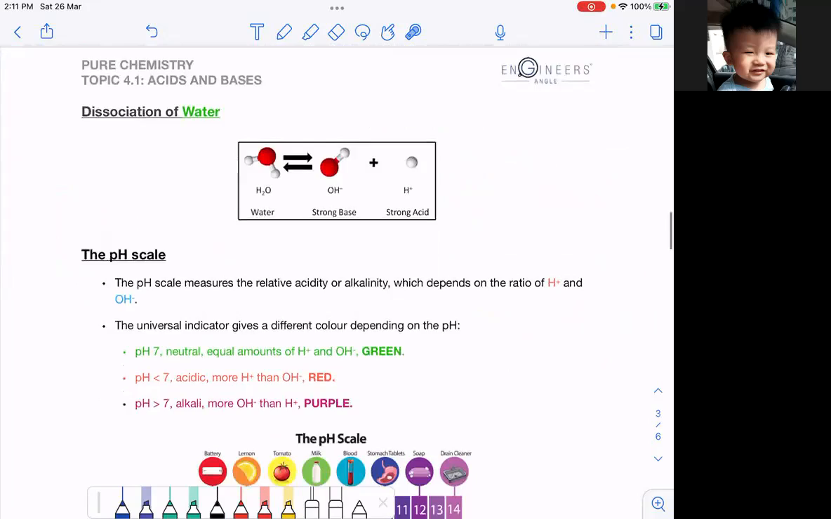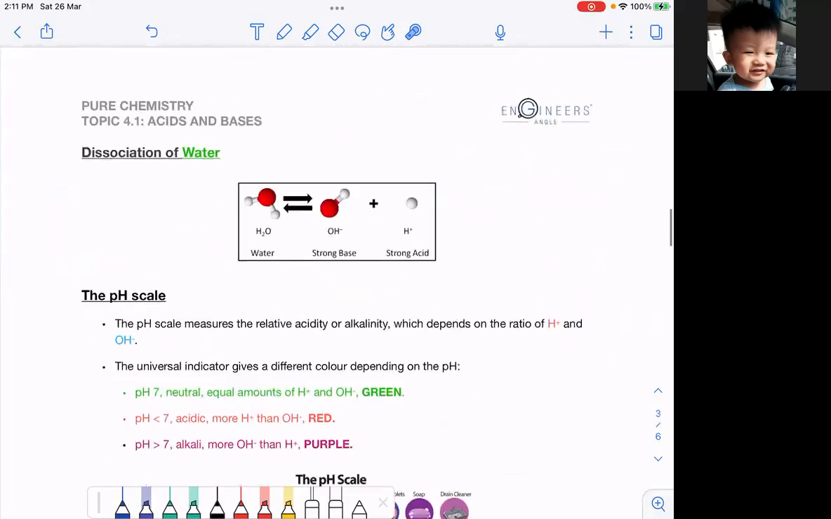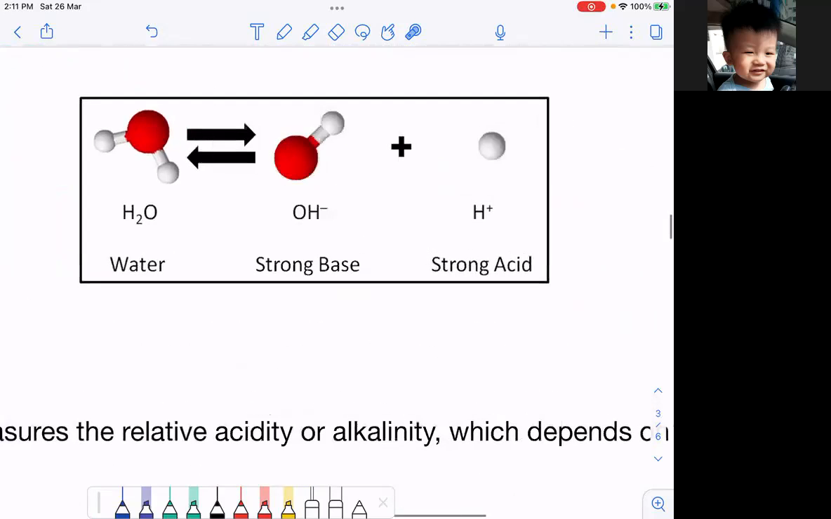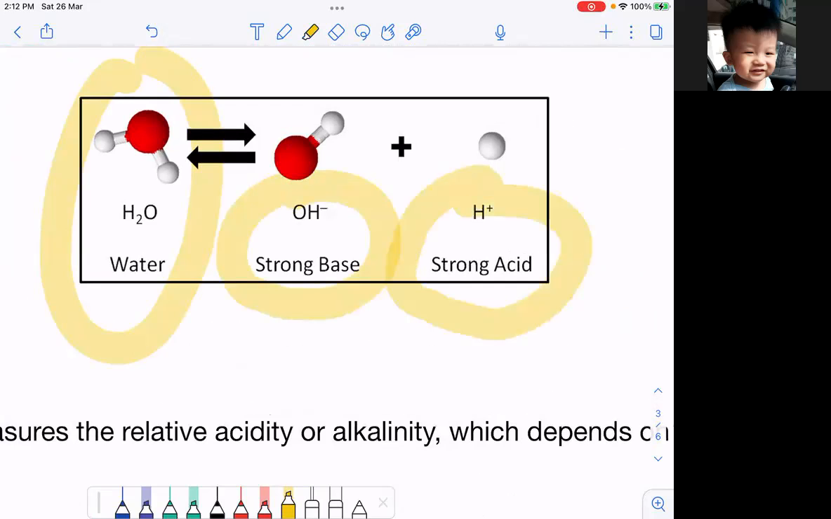Okay, this next page is easy. It's all lower sec stuff. So I just want to remind you, it's quite interesting. Water, nice and pure. We drink it every day. If water dissociates, water partially becomes a base and partially becomes an acid, which is quite interesting. So it's here in a normal cup of water.